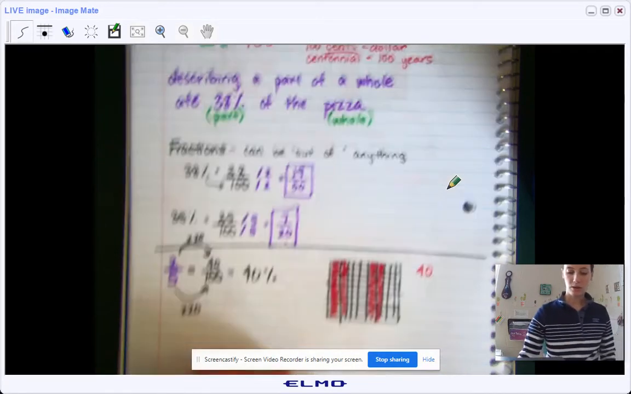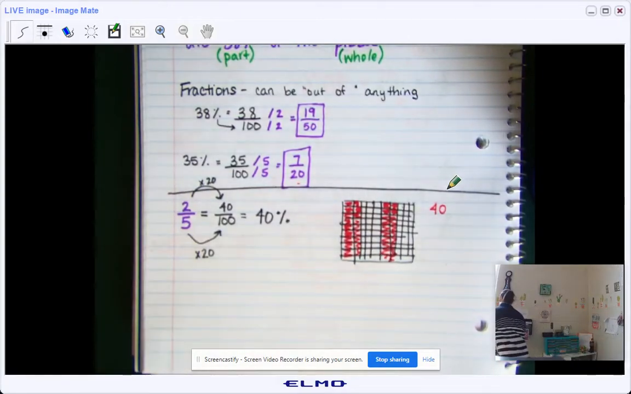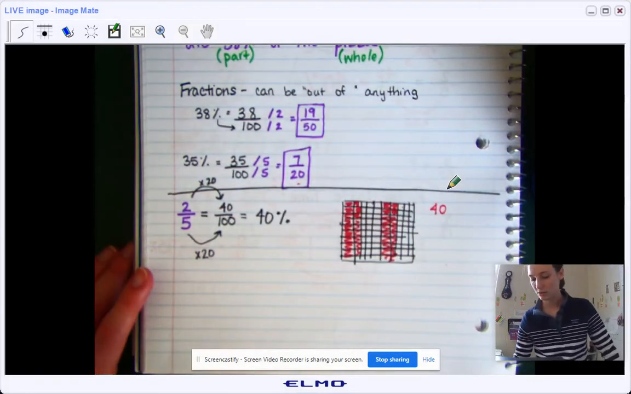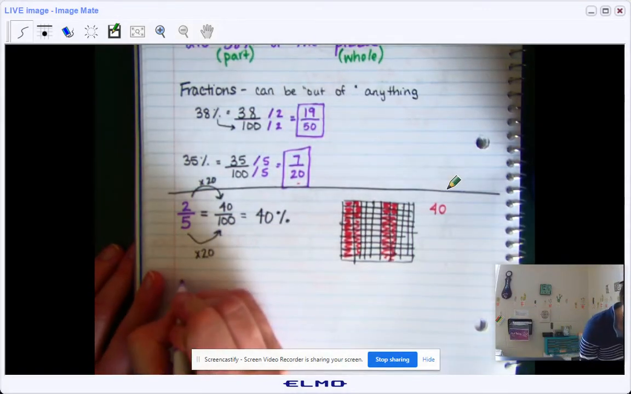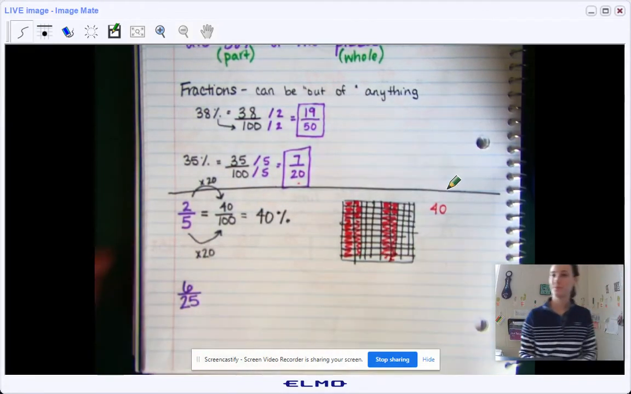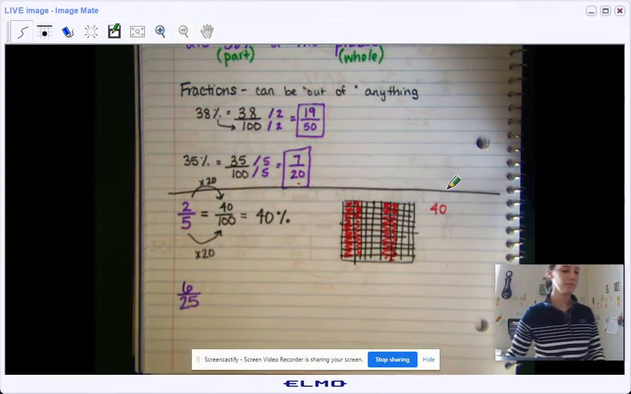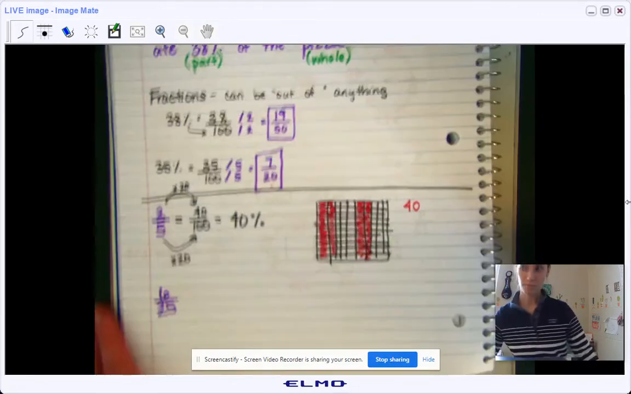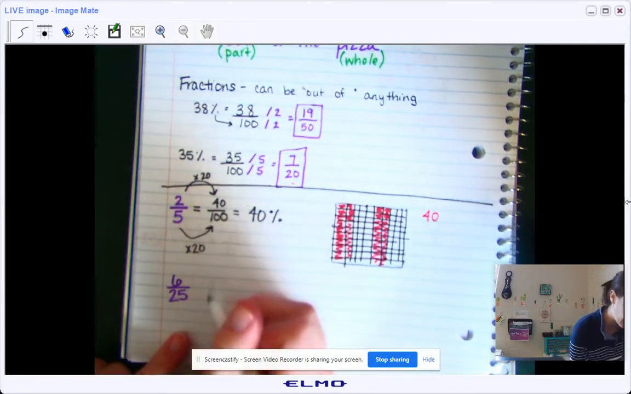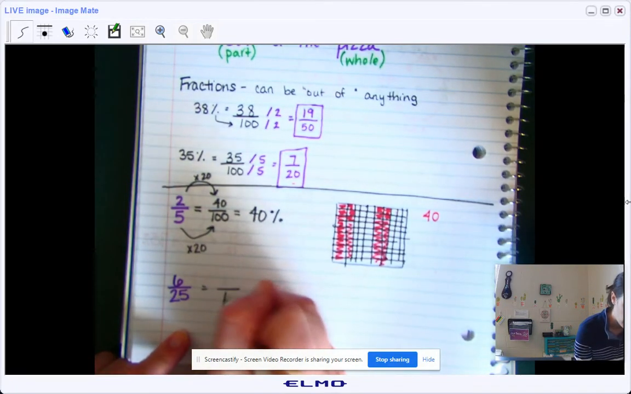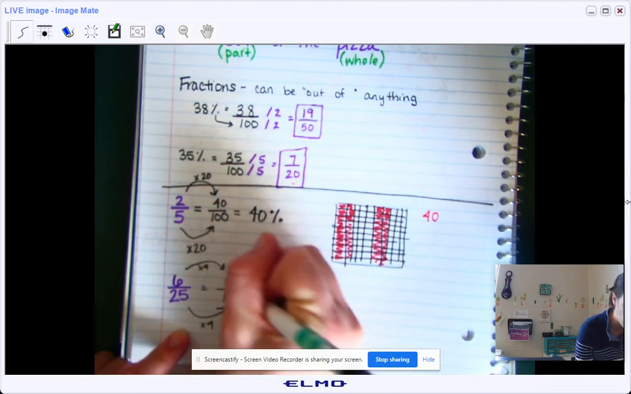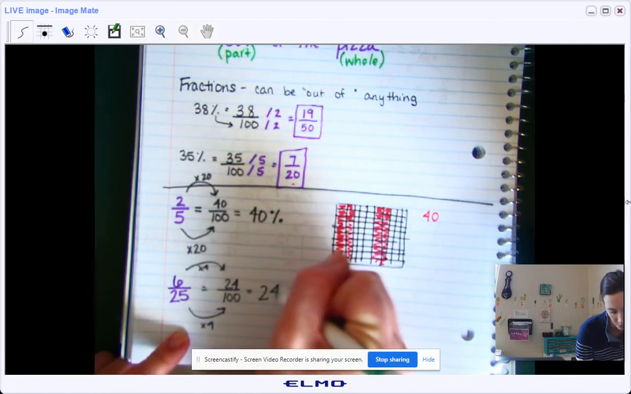Okay? How about one for you to try? How about, where did my purple marker go? 6/25. If I look different, I accidentally cut myself off. That wasn't quite done. Okay, so I asked myself, how do I go from 25 to 100? I have to multiply by 4. Whatever I do to the bottom, I have to do to the top. 24 out of 100 is the same as 24%.